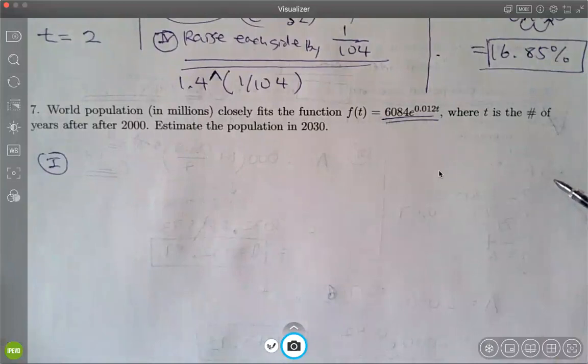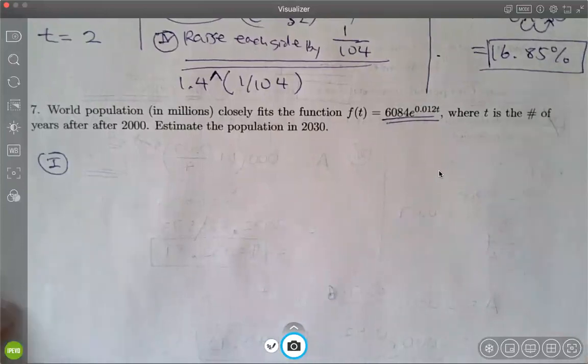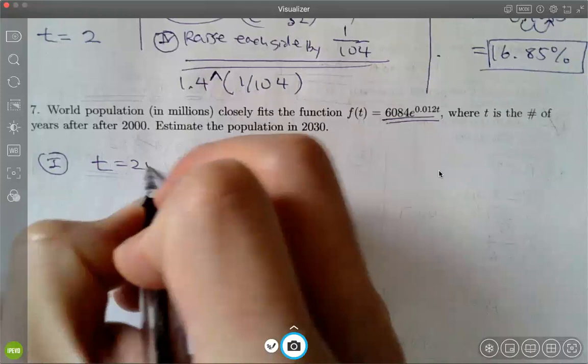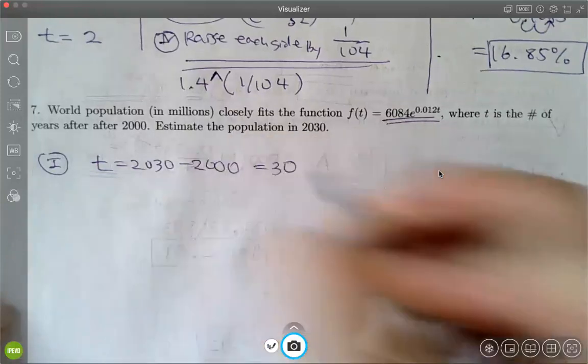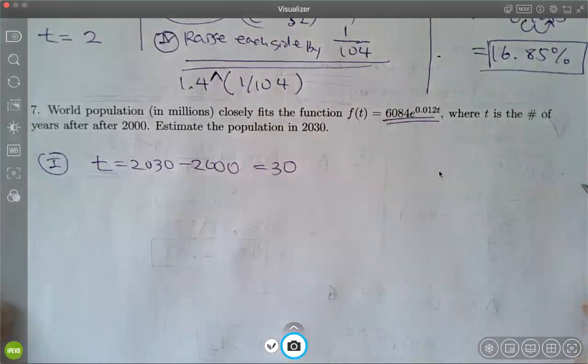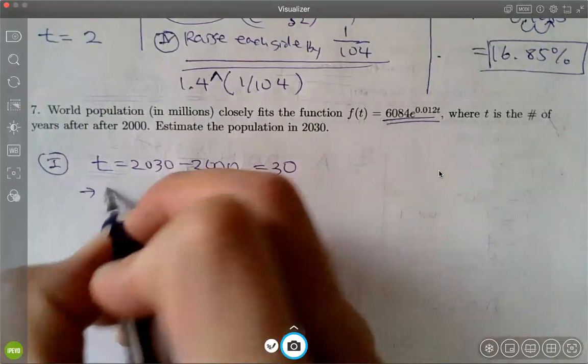Which is, will this Earth even exist in the year 4030? I don't think so. Anyways. Certainly we will not exist, right? We'll all be dead, okay? But what's the value of t? 30, right? Okay, and now we plug this in to the function, right?